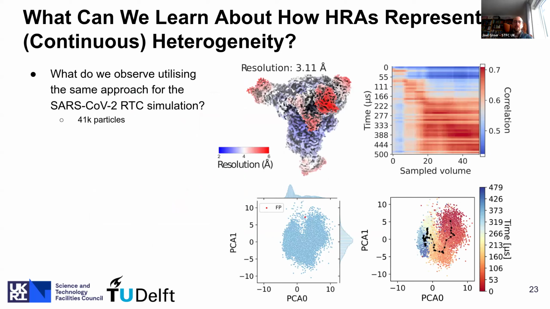Okay, so we've also used this approach on our SARS-CoV-2 replication transcription complex dataset. We generated a dataset of 50,000 particles, of which we can pick 41,000. You can see that in this particular dataset, if we do a standard single particle analysis reconstruction and show the local resolution, we have a much more conformationally homogeneous region in this core and much more heterogeneity out towards these extremities.